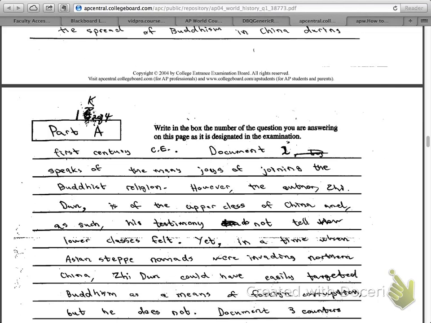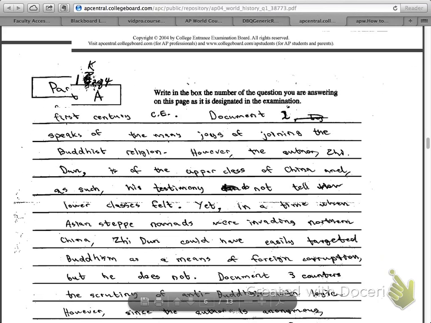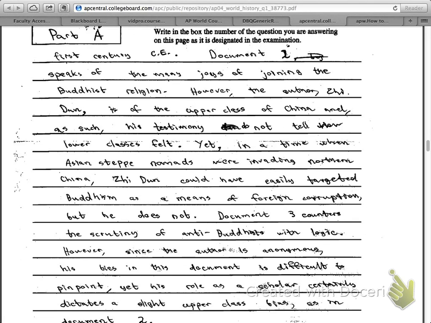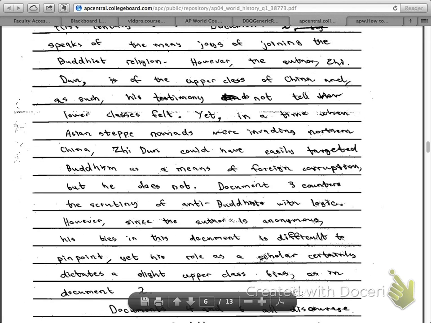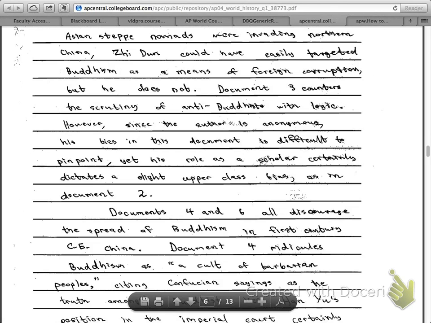In a time when Asian steppe nomads were invading northern China, Zidun could have easily targeted Buddhism as a means of foreign corruption, but he does not. Document 3 counters the scrutinizing of anti-Buddhists with logic. However, since the author is anonymous, his biases in this document is difficult to pinpoint. What is he trying to do there? Point of view, but it's a little bit of a cop-out because she's basically saying it's anonymous. We don't know, right? Yet his role as scholar certainly dictates a slight upper-class bias, as in document 2. Good stuff.